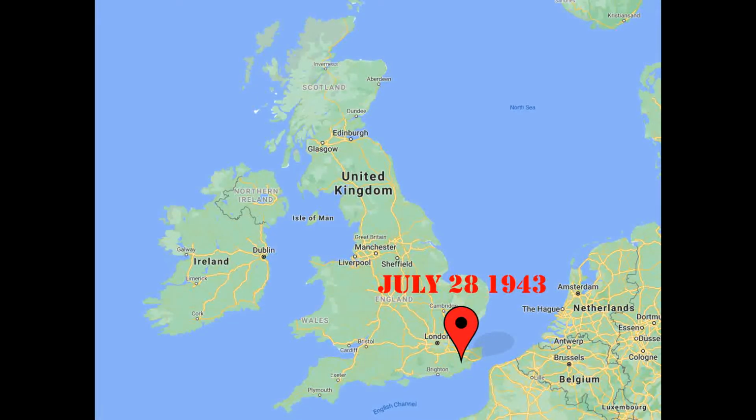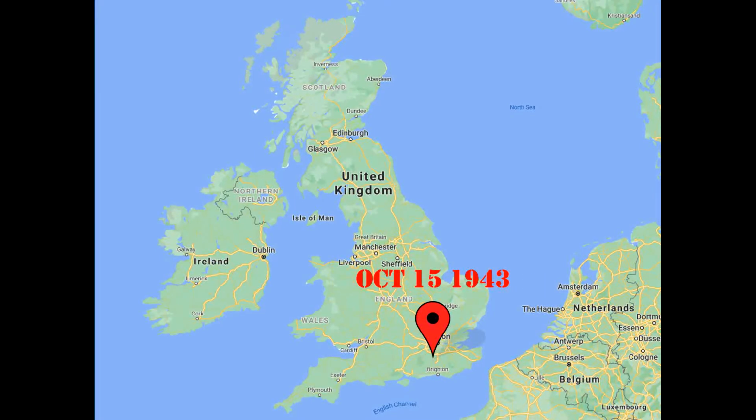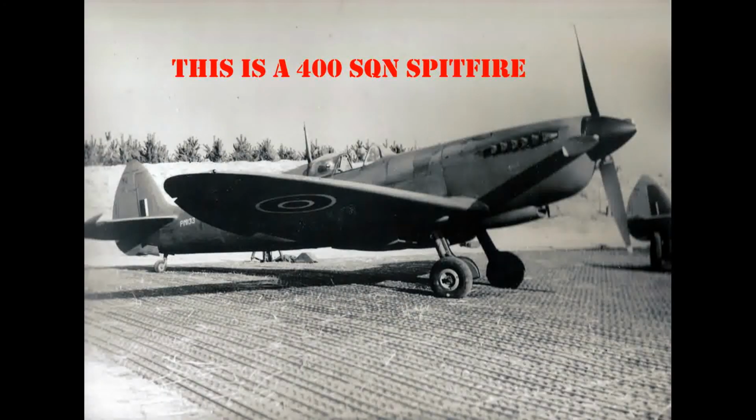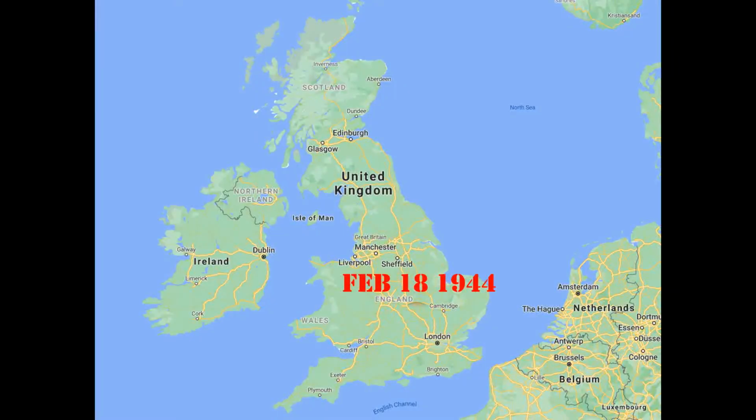Then on October 15th, they moved again to Red Hill, Surrey. While at Red Hill in December of 1943, the squadron received their first Mosquito PR Mark 16s and Spitfire PR Mark 11s. On February 18, 1944, the unit relocated once again to Oldham, but was only there for a short time before moving to the continent just after D-Day.